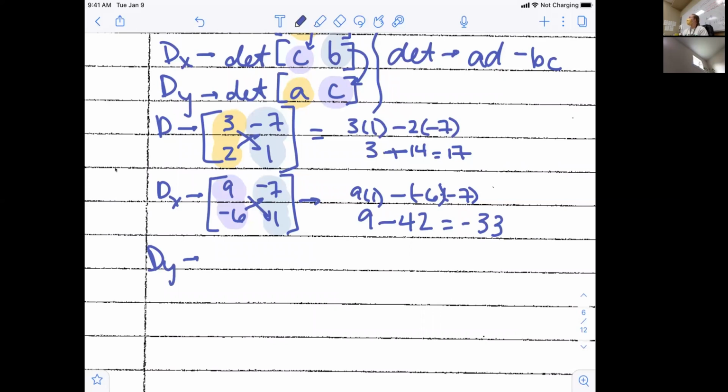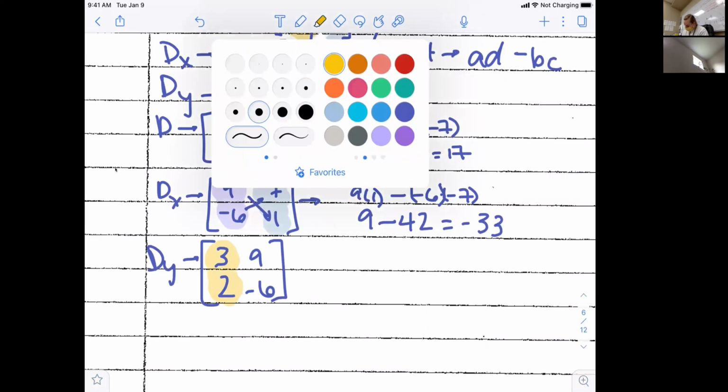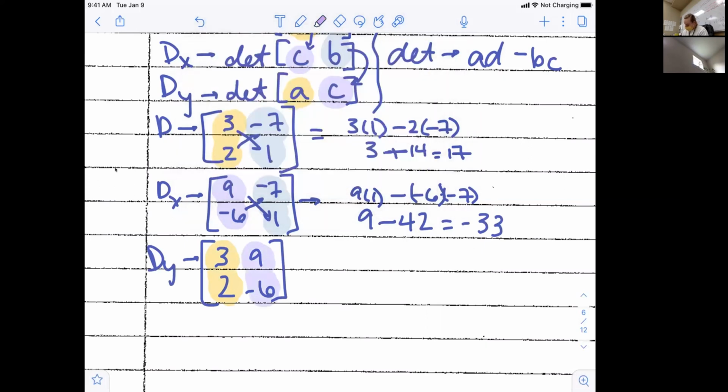All right, determinant of dy is a and then c. So I'm going to do my a column, which is 3, 2, and then my c, which is 9, -6. Again, there's my a. Here's my c. Determinant is 3 times -6 minus 2 times 9. Perfect. Okay. 3 times -6 is -18, minus 2 times 9 is 18. -18 minus 18 is -36.